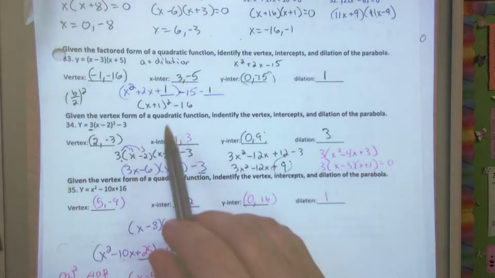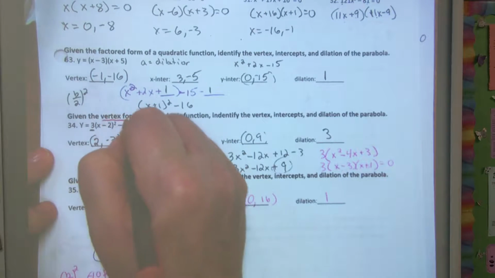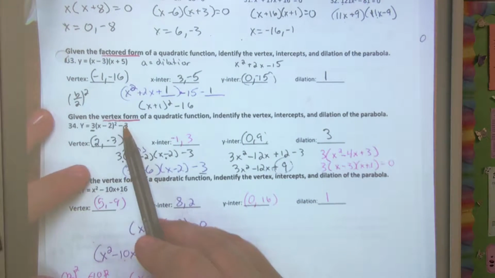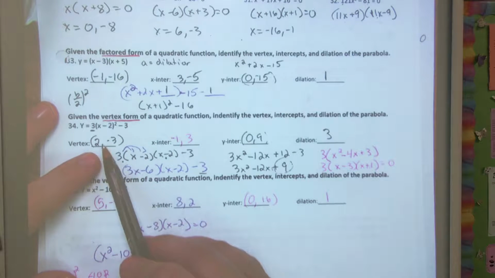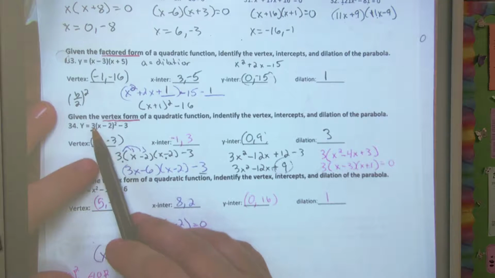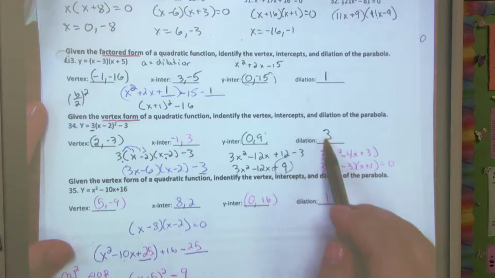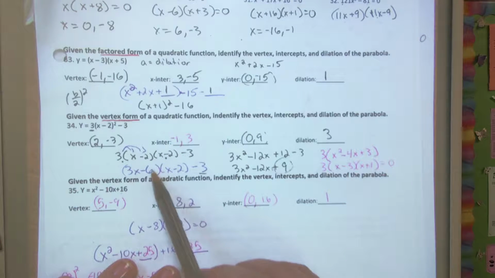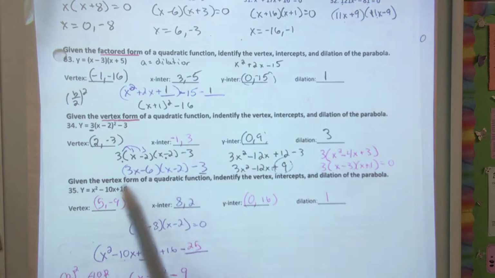As far as giving the vertex form, I'm gonna go ahead and underline vertex form for this one, and for vertex form I can get the vertex quickly. 2, -3. Remember, the 2 is positive. Also, the dilation is right here before the x. The dilation is 3.